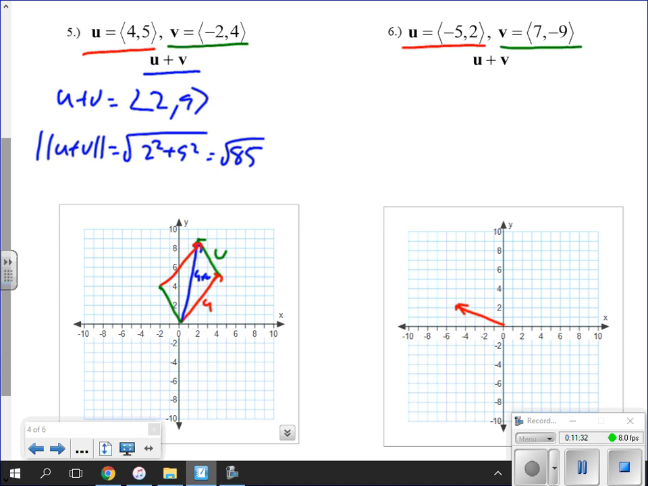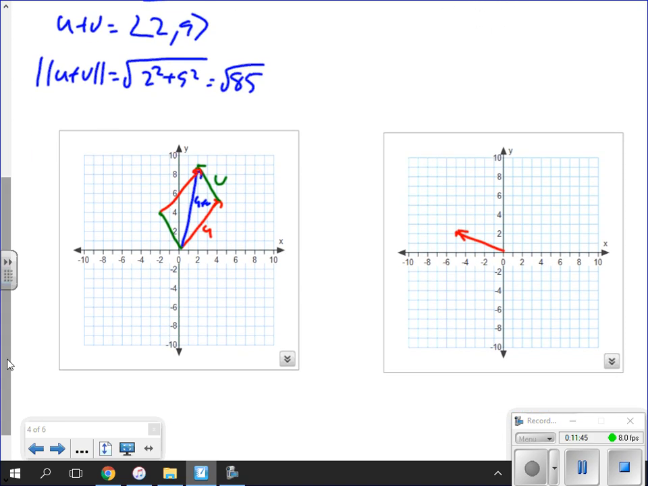And then I'm going to graph v. From that endpoint, I go over 7 in the positive direction and then down 9. So I go over 7, so that would be 5. That would take me to here. I need to move this. And then down 9 from that. So let's see, 5. Should be here. Okay. And so that's u, and that's v.